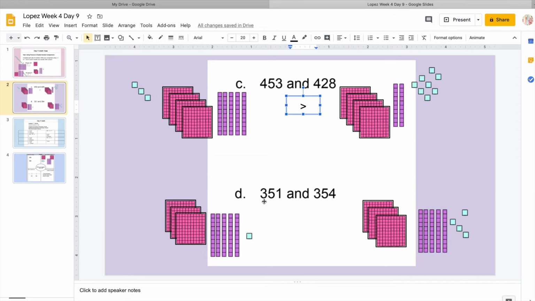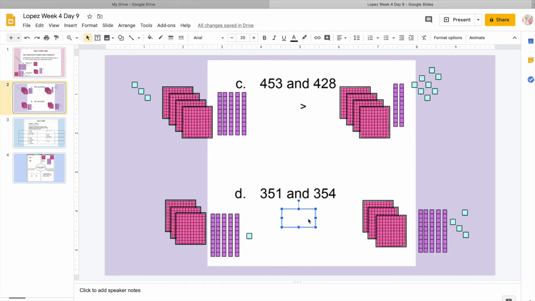Focusing on the hundreds, there is a 3 in each hundreds, letting me know that value is the same, so we need to move next door to the tens column. We have a 5 and a 5. Again, that value is the same, so now we need to move over to the ones column where we are comparing a 1 and a 4. 1 is less than 4, so we know that 351 is less than 354.